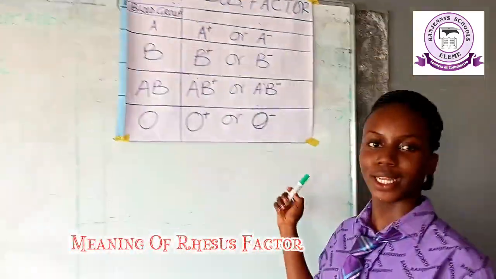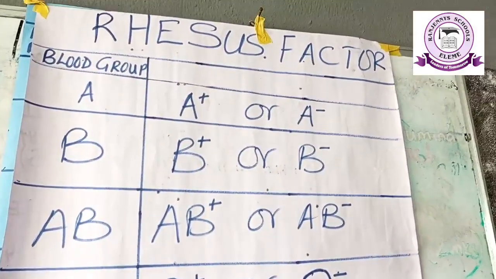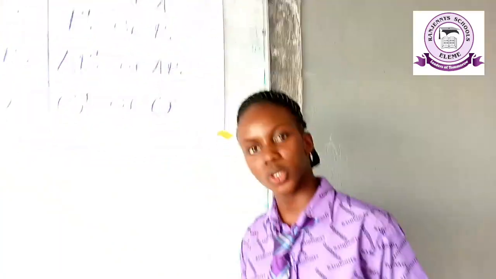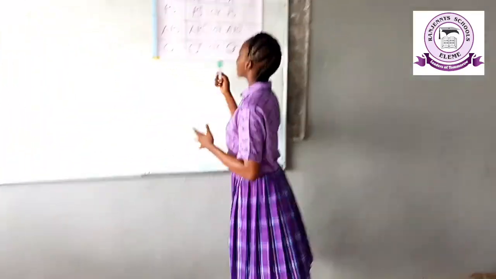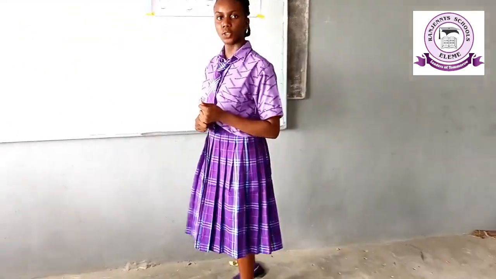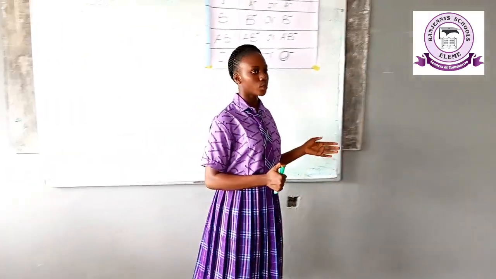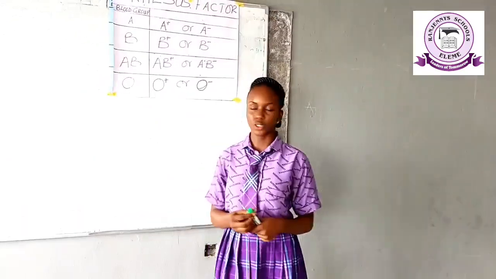Now we are going to be looking at rhesus factor. What is rhesus factor? Rhesus factor is another type of antigen that may be present or absent on the surface of the red blood cell. People with this rhesus factor are said to be rhesus factor positive, and those without this rhesus factor are said to be rhesus factor negative.